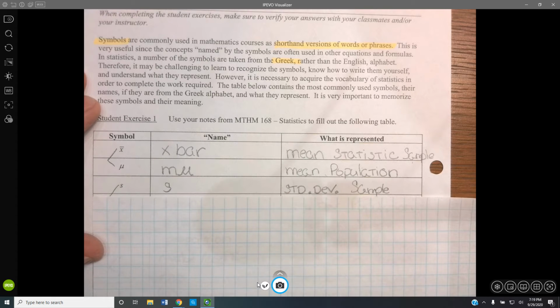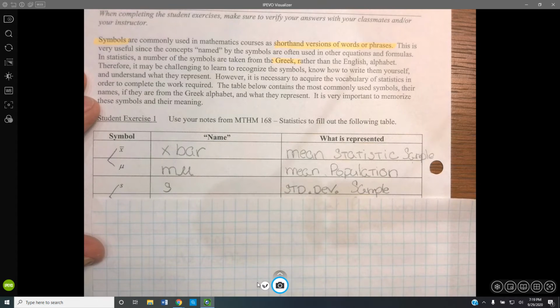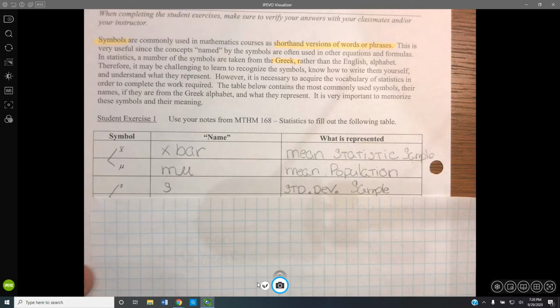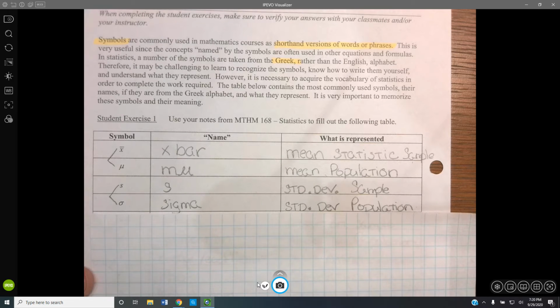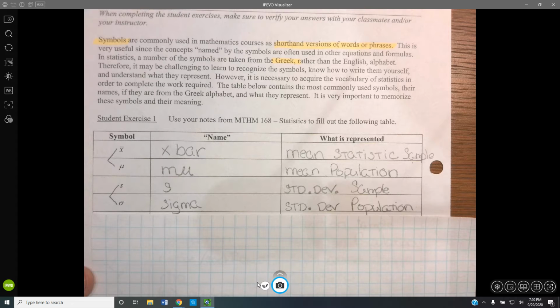Next is an S. S is a standard deviation of a sample. When we talk about variance of a piece of data in a sample, in other words, how much a piece of data can spread from the center, we refer to its standard deviation. If we're looking for a standard deviation for a population, it's referred to as sigma. It kind of looks like a circle with a line on the top of it. Again, it's a standard deviation of a population data point.